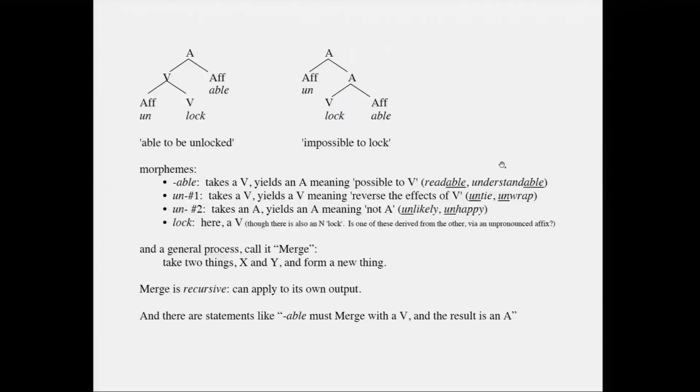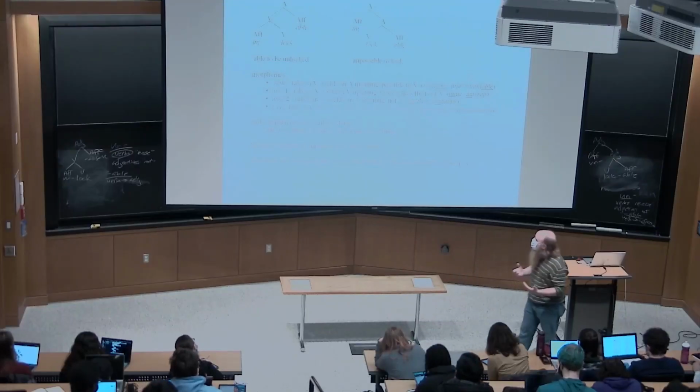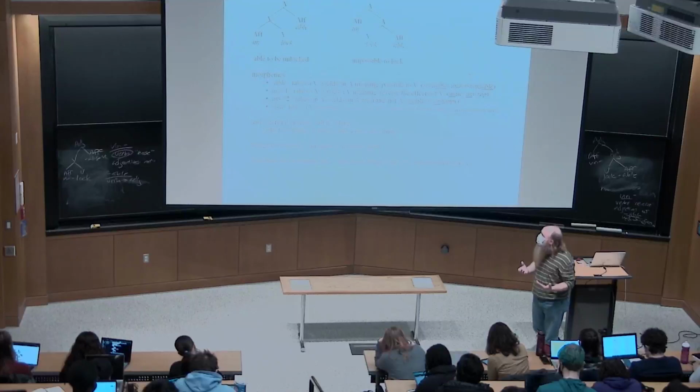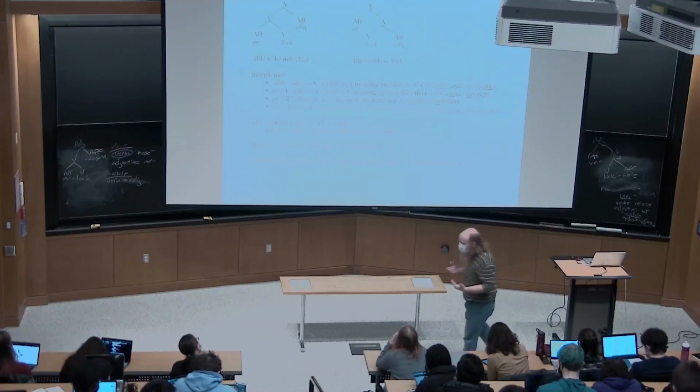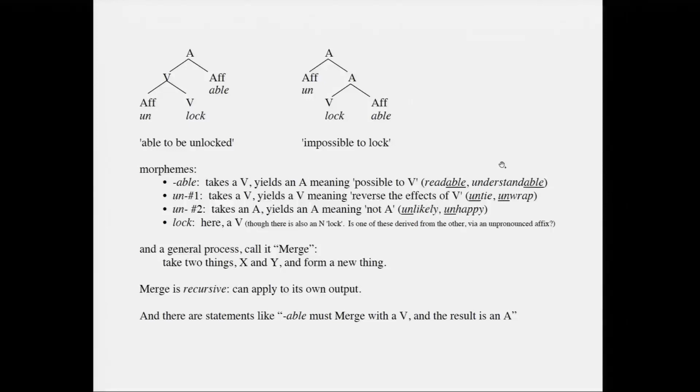So, you take un and lock, and you merge them together to make unlock. Merge is recursive, which means only that it can reapply to its own output. So you take un and lock and merge them to make unlock. And now you have a new thing, unlock, and that can also undergo merge. So you can take unlock and merge it with able to get you unlockable.